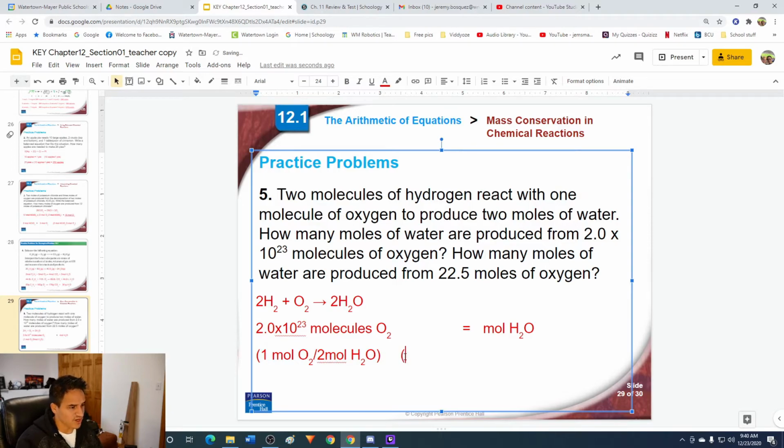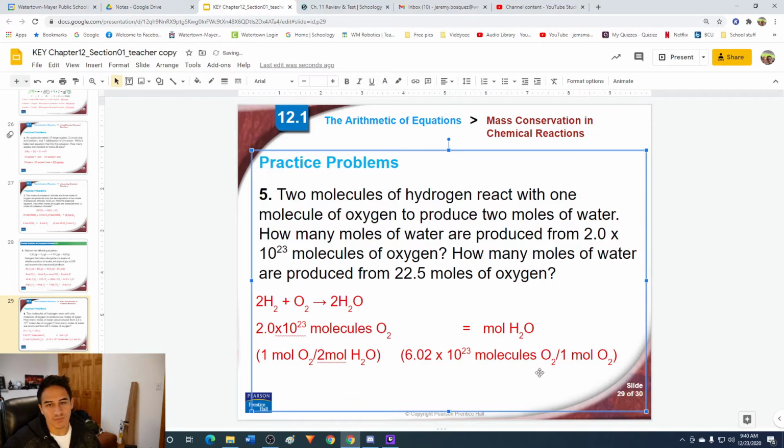So the other conversion factor then we're going to need to use, and this goes back to chapter 10, is Avogadro's number. And that is that 6.02 times 10 to the 23rd molecules of O2 is equal to 1 mole of O2. Okay, that's our other conversion factor. So this is going to be a 2-step problem. So we're starting with molecules of O2. So the first conversion factor we're going to need to use is this one. Okay, and we're just going to copy paste it up here.